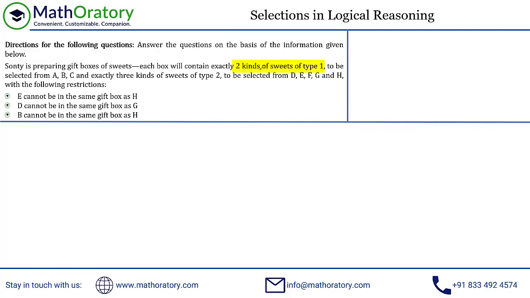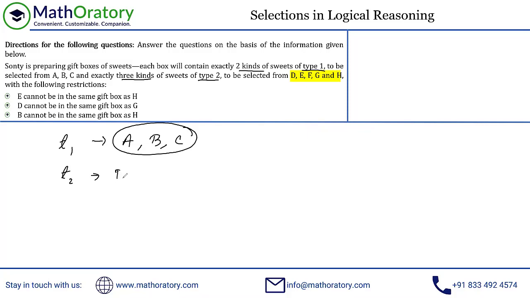So there are two kinds of suites here for type 1, and there are three kinds of suites for type 2. So these are two different types of suites that are available to us. The type 1 has A, B, and C as one group. And there is another group type 2, which is D, E, F, G, H, right? So let me just quickly write this. So that is type 2.